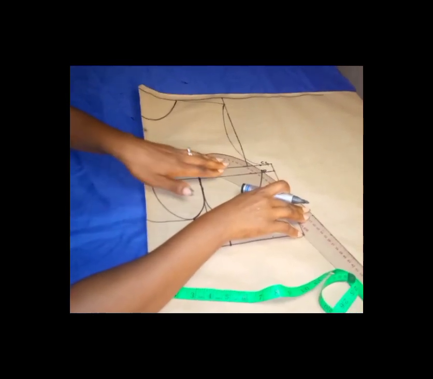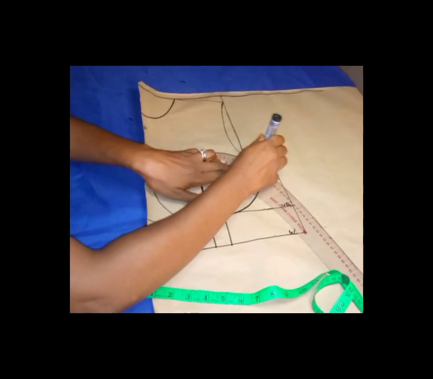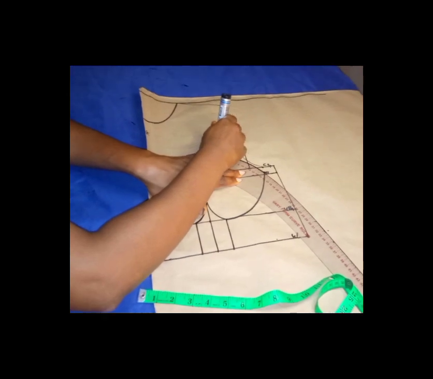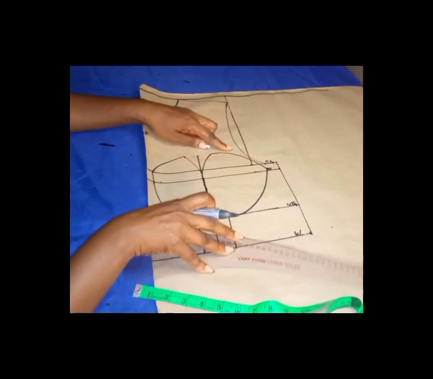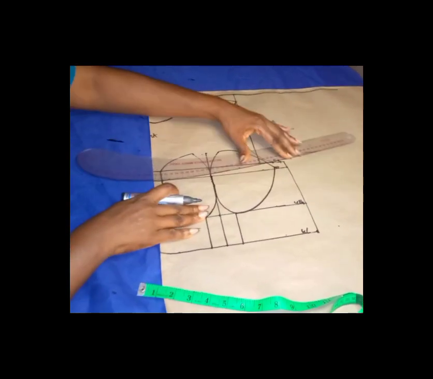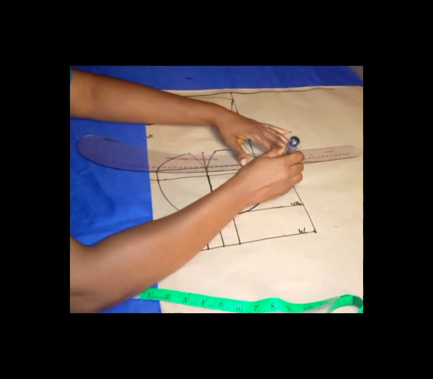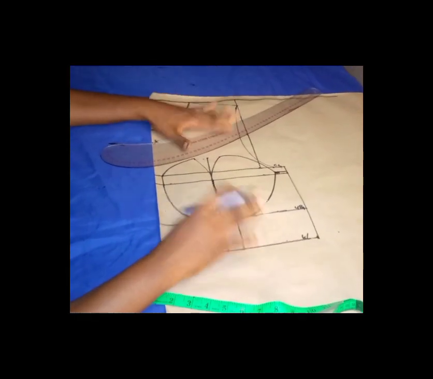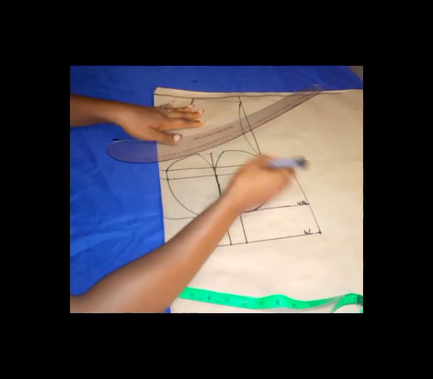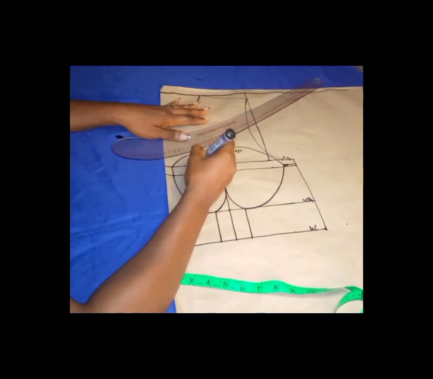Then at the upper part, I'm just going to connect now from the second dart leg to meet up the half an inch before, half an inch below the chest line. Then from there I'll just connect using a straight rule. Alright, so this is it for my cup.